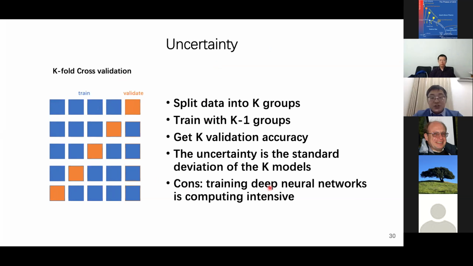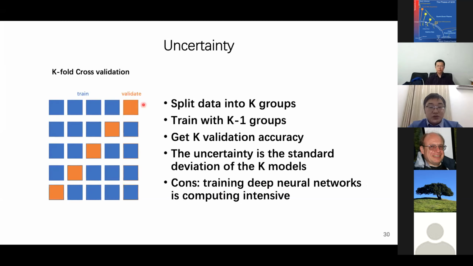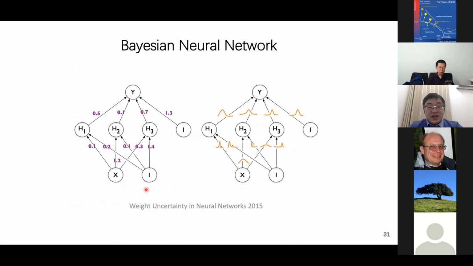But training a deep neural network is computing intensive, so it's very difficult to get k different models. There are network structures that can naturally give the uncertainty of the model, for example, the Bayesian neural network. On the left-hand side is a traditional neural network where each link has a fixed weight. The weights are fixed numbers.